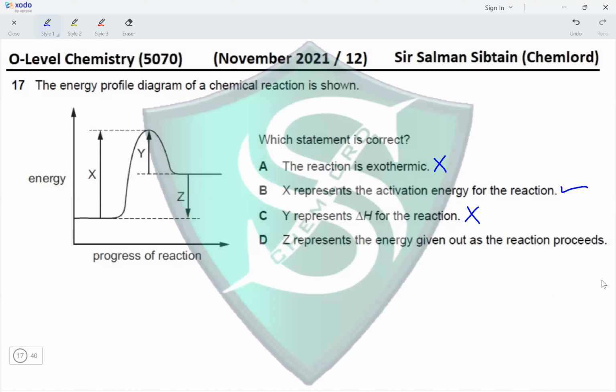D, Z represents the energy given out as the reaction proceeds. No, Z is supposed to represent the energy required. So the arrow should be pointing upwards, not downwards. So the direction of the arrow is incorrect, making option D wrong as well. So as a result, option B is the correct option for this question.